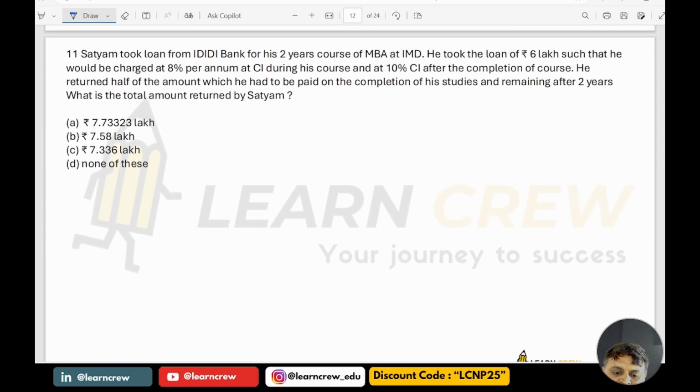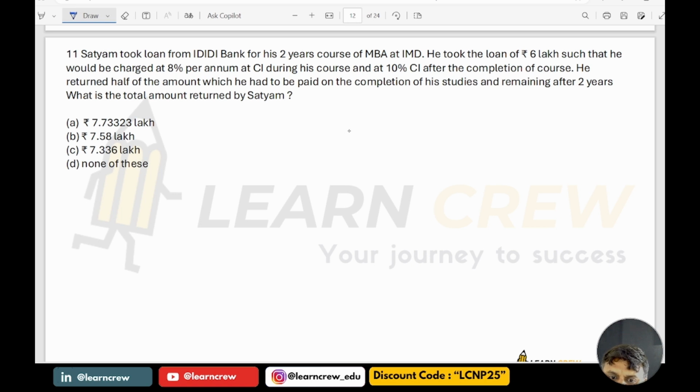Please see. Satyam took a loan from IDBI Bank for his 2 years course of MBA at IMD. He took the loan of 6 lakhs such that he would be charged 8% per annum at compound interest during his course and at 10% compound interest after the completion of course. So he returned half of the amount which he had to pay on the completion of his studies, and the remaining he paid after 2 years. What is the total amount returned?